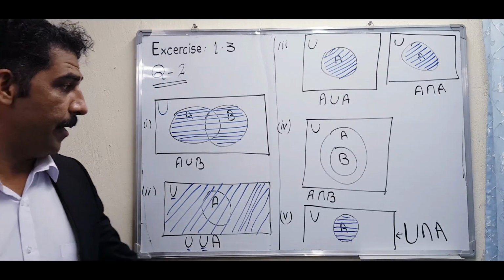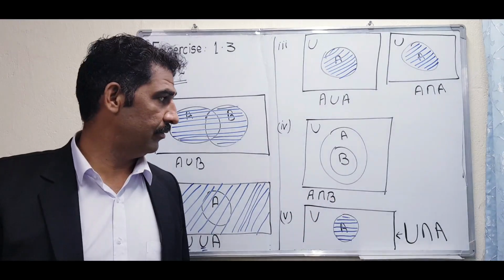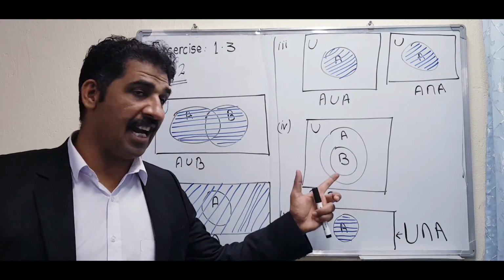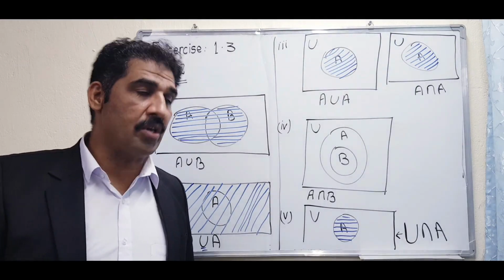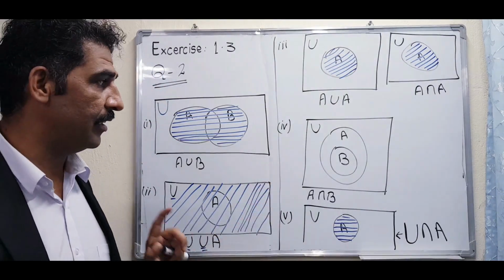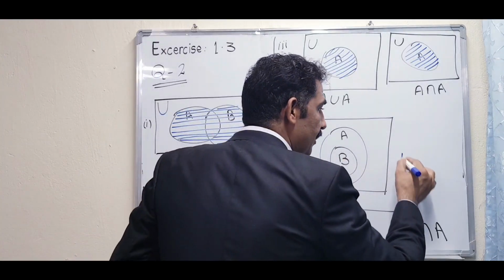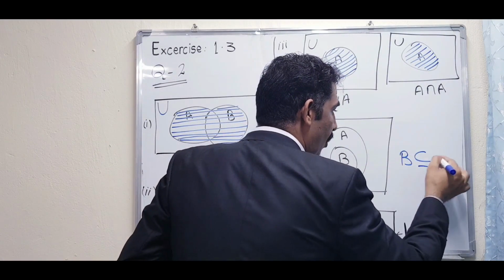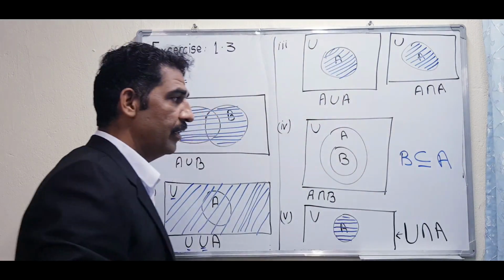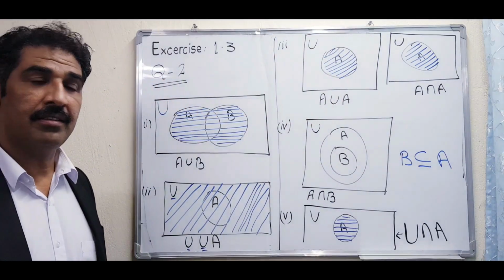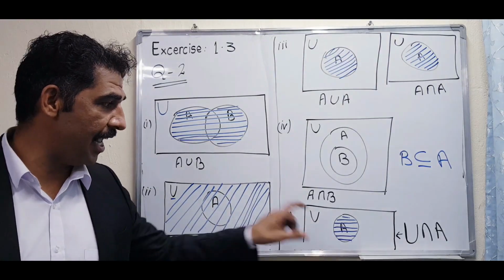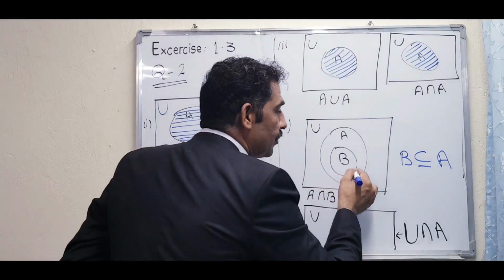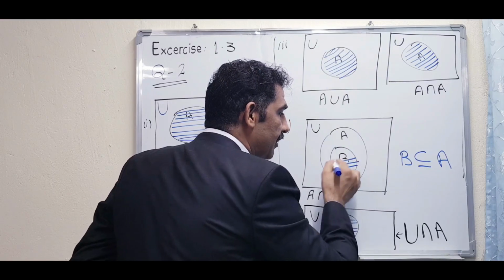So the last and final answer: A intersection B. What is the relation between A and B? Good, subset. B is a subset of A. So what is the answer in intersection, subset or superset? Subset, like here. Good. So this is our answer.